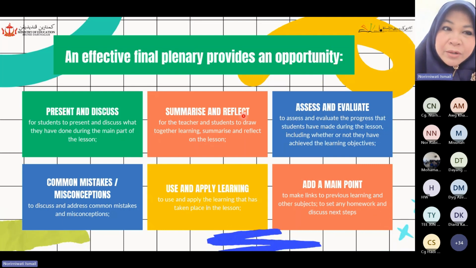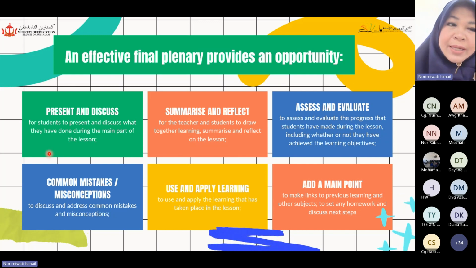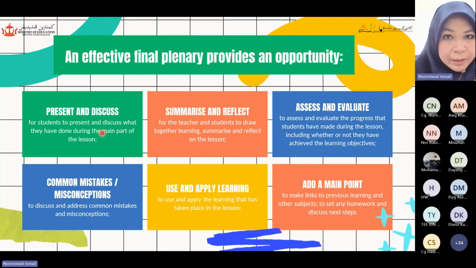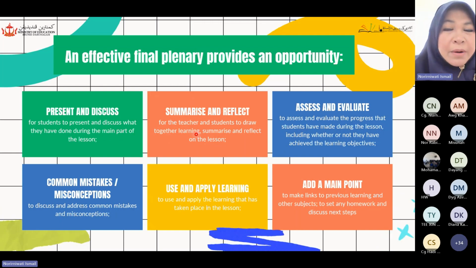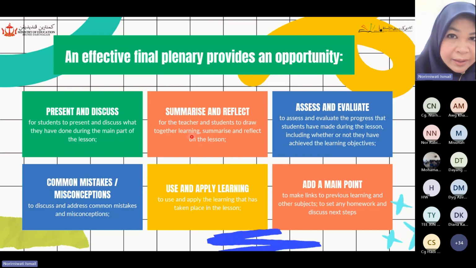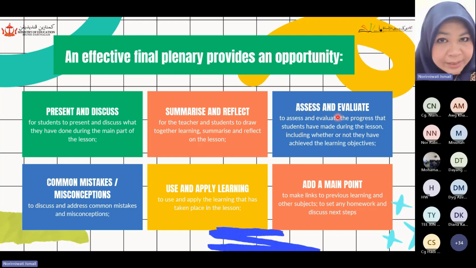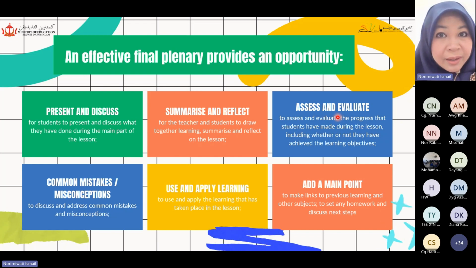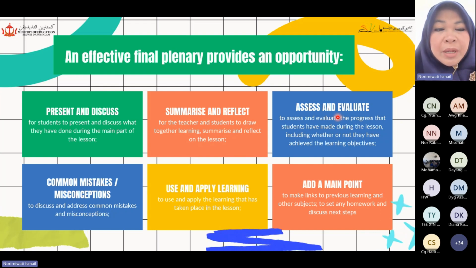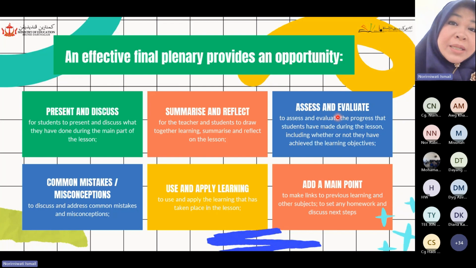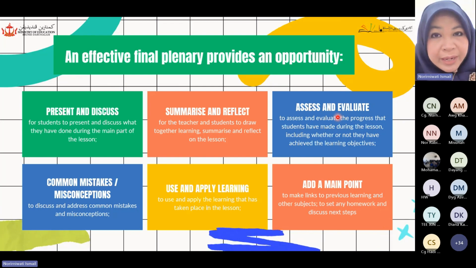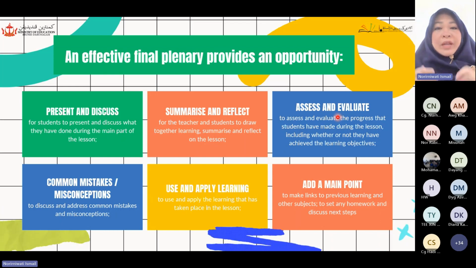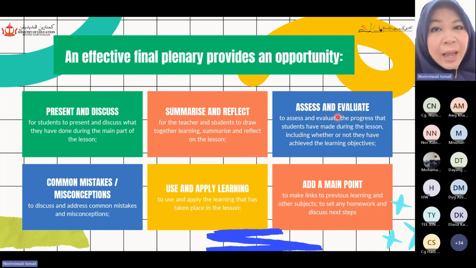Effective final plenary provides an opportunity for students to present and discuss. Now, kalau dorang pandai present sama discuss at the end of the session, artinya you delivered a good lesson. If they are able to summarize and reflect on their lessons, you have delivered a good lesson, cikgu. If they are able to assess and evaluate the lesson objectives, you have delivered a great lesson, cikgu. If they are able to discuss and address common mistakes and misconceptions for that topic, you have delivered a very good lesson. If they can use and apply knowledge, if they can add some main points to the discussion, you have delivered a great lesson, cikgu.